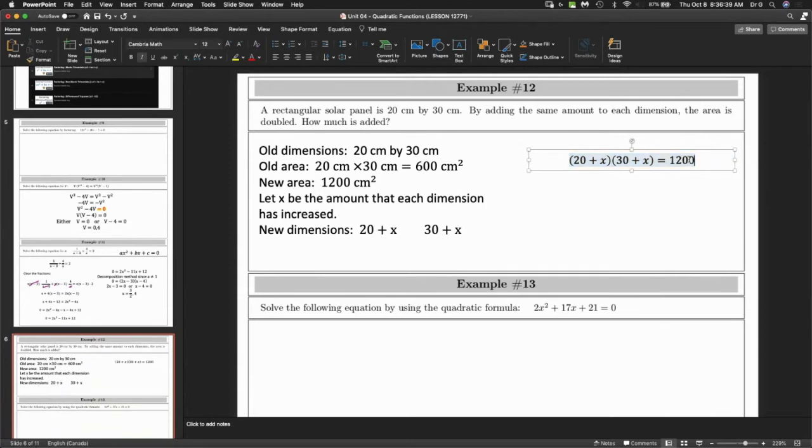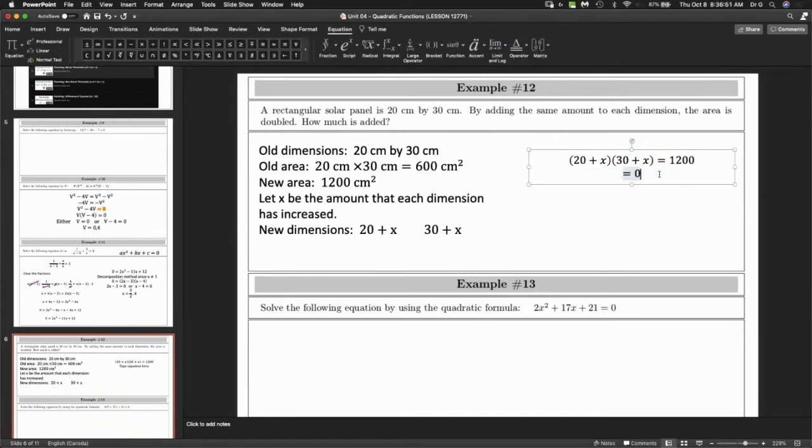So there's your formula that you want to solve. The new length and width are 20 plus x and 30 plus x. You multiply them to get 1200. You want to solve this equation. So the goal is to make it equal to 0. You're trying to make it equal to 0.